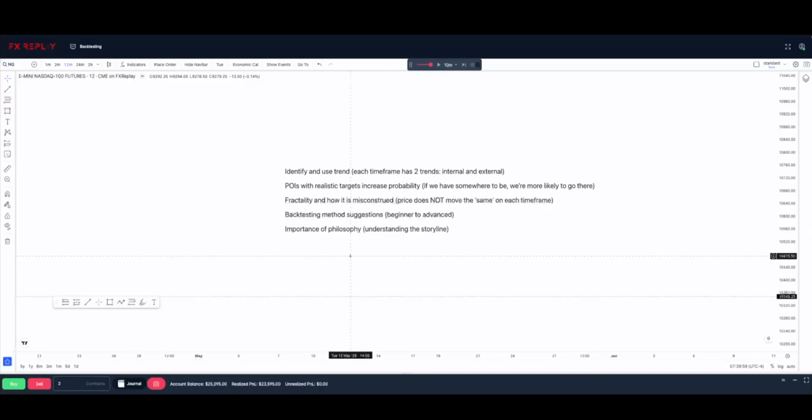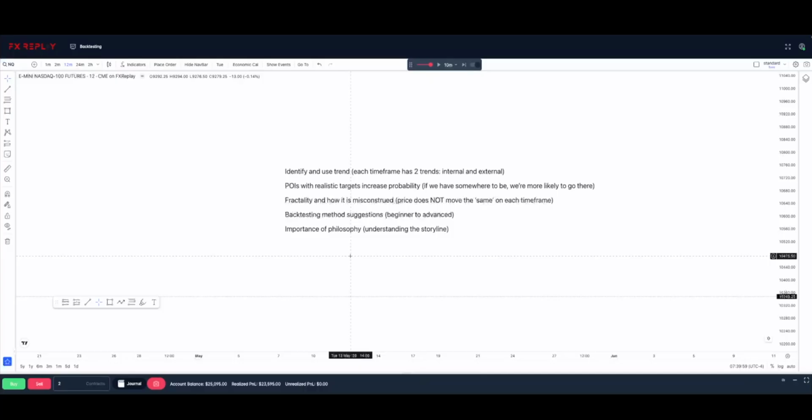Okay? So that goes back to the idea of fractality and how it's misconstrued too, because price doesn't move the same. To some people, they may look at it and think that it does. I know that there's going to be people who just trade based off market structure alone, supply and demand alone. They're going to argue with me, shake their head, think I'm wrong. That's okay. Everyone has their opinions. I am certain that the flow of the price on each time frame does not move with the same spirit and manner and shape as everything else, not in the way that people think it does.